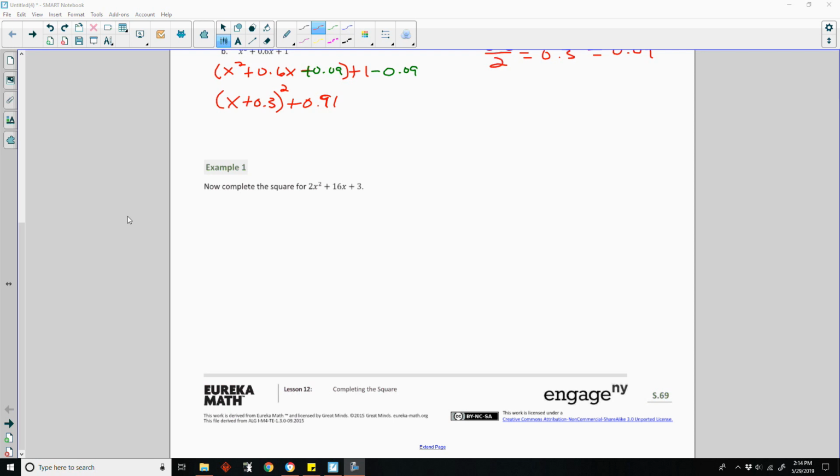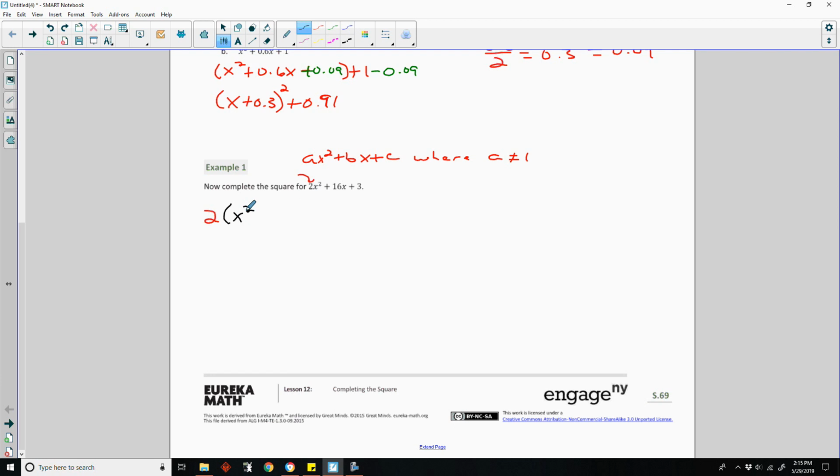Okay, so now on to example 1. Now this is in the form of ax squared plus bx plus c, where a does not equal 1. A is 2. All right, so here we go. What we're going to do here is we're going to do our parentheses, and we're going to put x squared there. I'm going to take my 2 and I'm going to put it outside here. Okay, I'm factoring out the 2, so I have a leading coefficient of 1 in my parentheses.